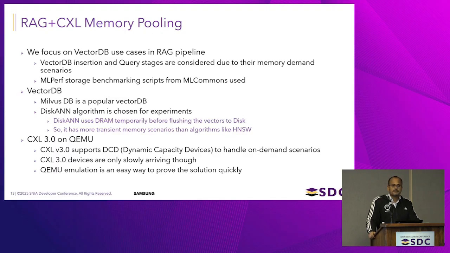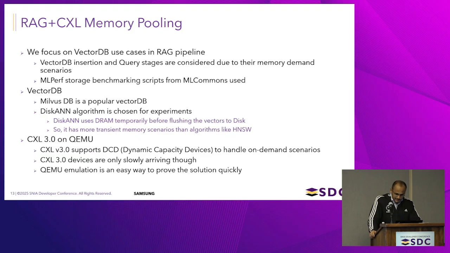And we used Milvus DB, which is a popular vector DB. And we used the DiskANN algorithm. We chose DiskANN over other algorithms for our experiments because we could get more transient memory scenarios with it. DiskANN uses the RAM temporarily. It loads the vectors in RAM before flushing them to disk. So we will have more transient memory demand scenarios.